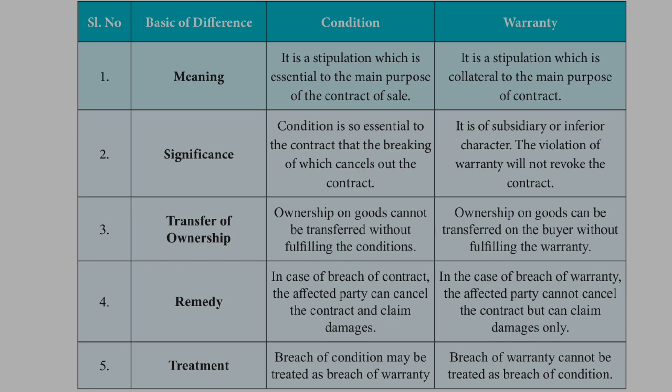Next is treatment. So what kind of treatment will it undergo when you cancel a contract? A breach of condition may be treated as a breach of warranty. So if you break a condition itself, there is no contract of sale itself. Then obviously the warranty is also cancelled. Here, a breach of warranty cannot be treated as a breach of condition. So condition is a requirement which you want, but warranty is not a requirement. So if you break a warranty, a condition is not broken over here. So that's the treatment between condition and warranty, which tells us the difference between condition and warranty.